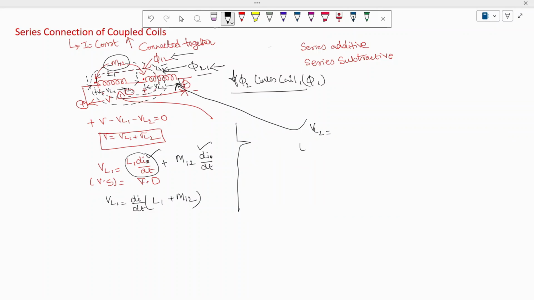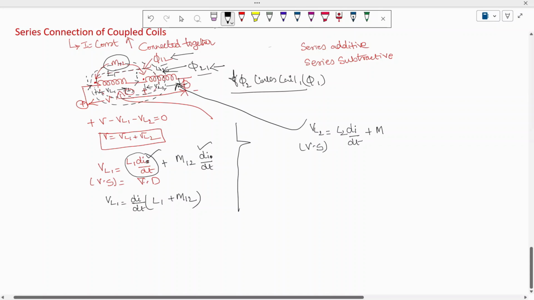Similarly, I would like to write down the voltage across inductor 2. Here VL2 is the voltage source applied, and the drop created, where the inductance value is L2. So L2 into di by dt, and this current has a mutual flux linking from the first coil to the second coil. So this is the flux linking coil 1 to coil 2, and that's what we write as the mutual flux into di by dt.